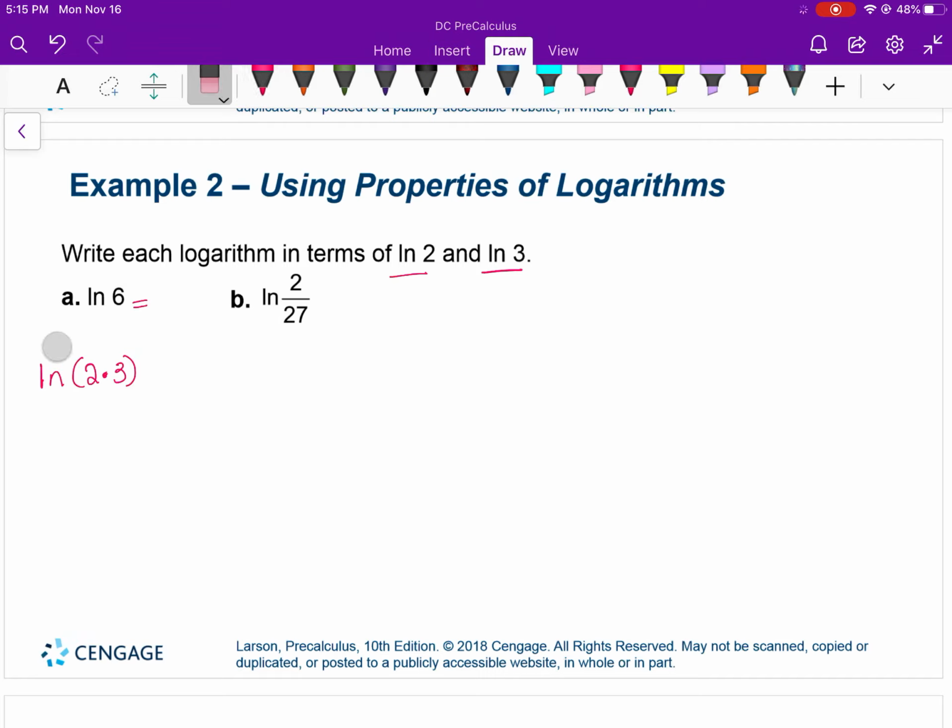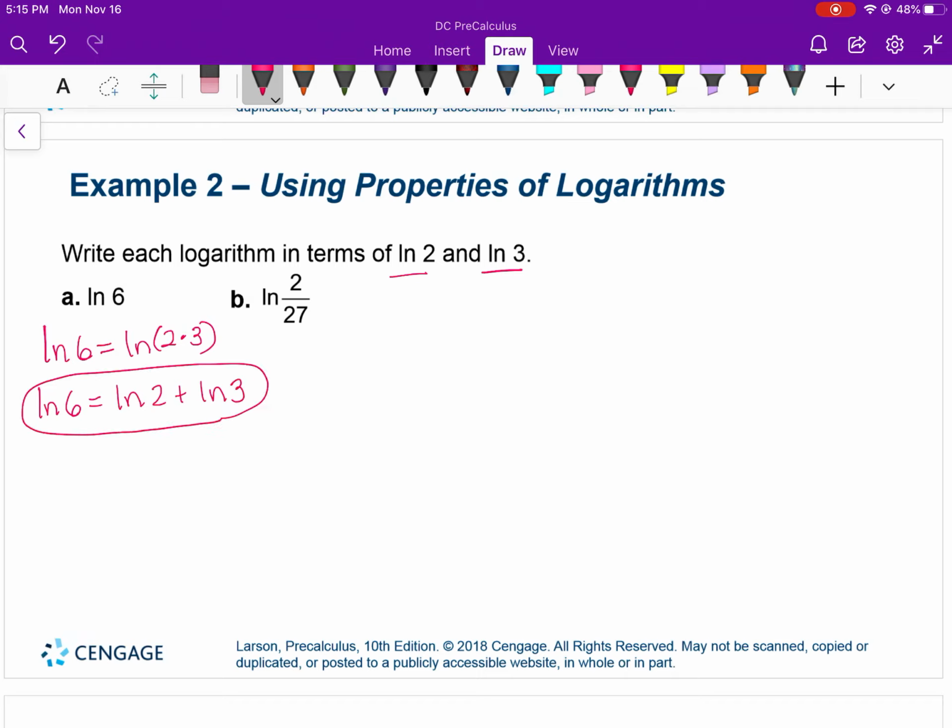Let me rewrite this. I don't like how that's looking. So I replaced 6 with 2 times 3, and then using my properties, I'm going to take my product and split it up as the ln of 2 plus the ln of 3. For this one, since it's a quotient, I will split it up as subtraction.